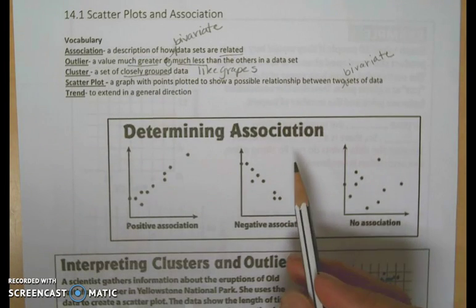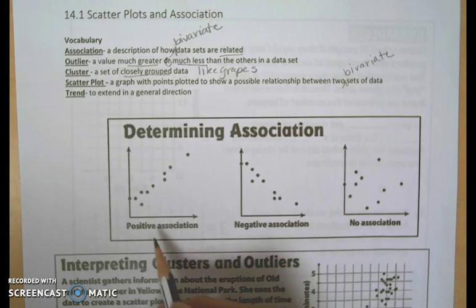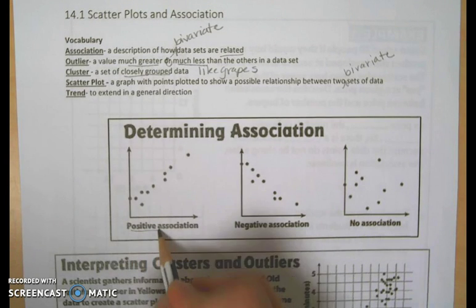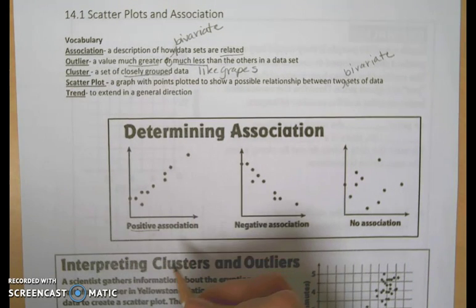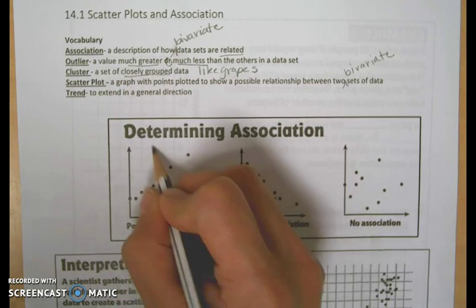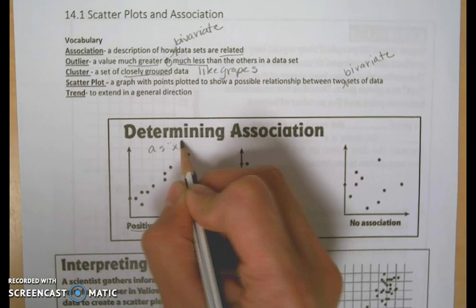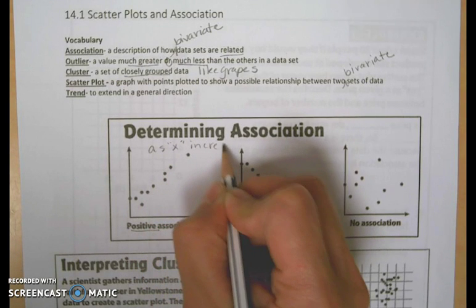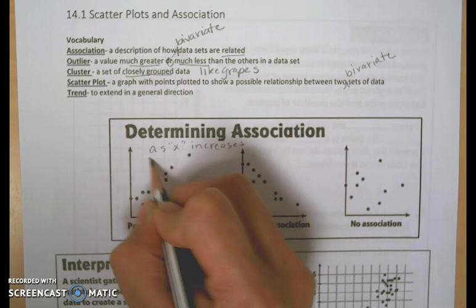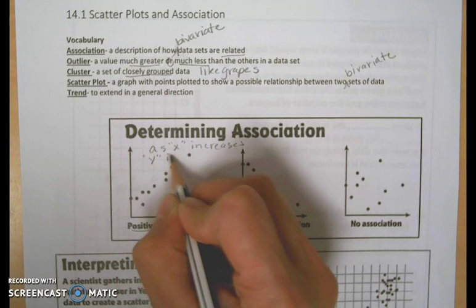Determining association. A positive association is where both data sets increase together. As x increases, y increases.